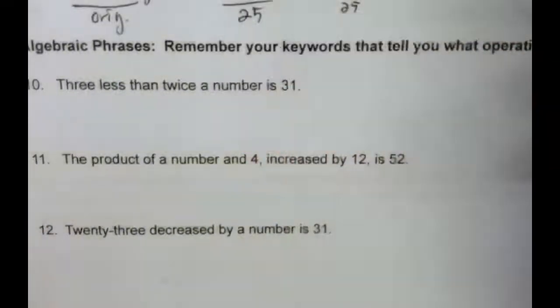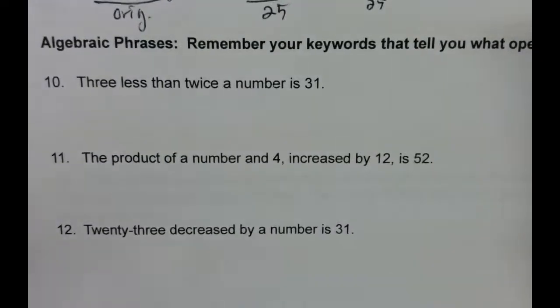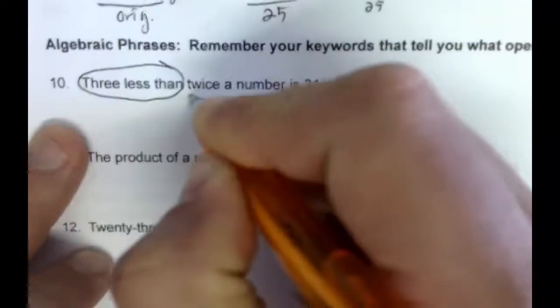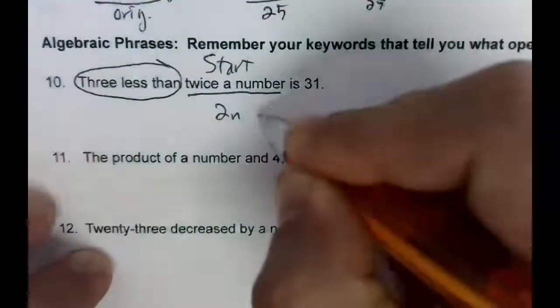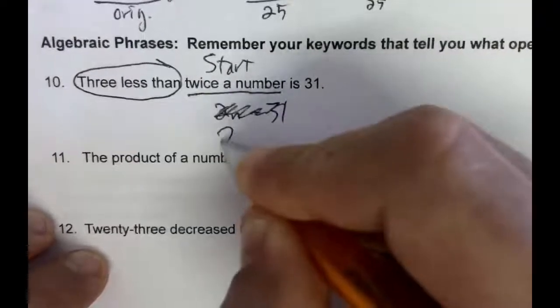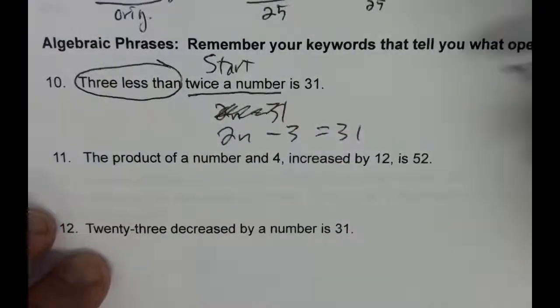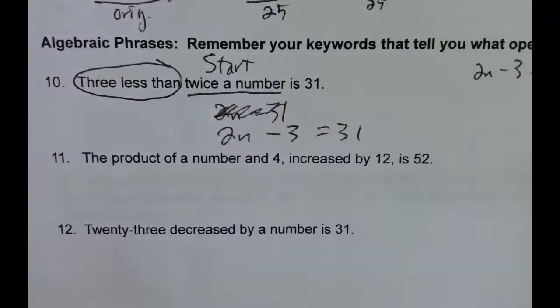So the difference. Okay, algebraic phrases. So again, keep in mind some of these operator words: 3 less than, twice a number, product, increase by, decrease by, quotient, product. You guys are pretty good with those. 3 less than, though, implies that you're going to have to start with something else. And then you're going to take 3 away from it. Oops, 3 less than. Let me fix that. 2n minus 3 is 31. Okay. 2n minus 3 is 31. We're going to be able to solve that. This is a 2-step equation.